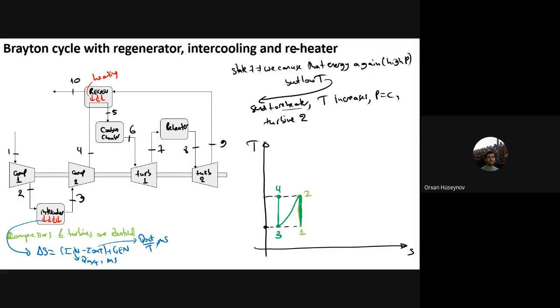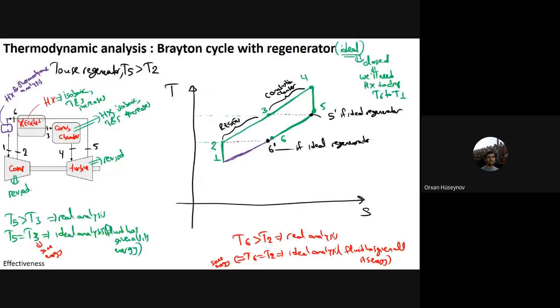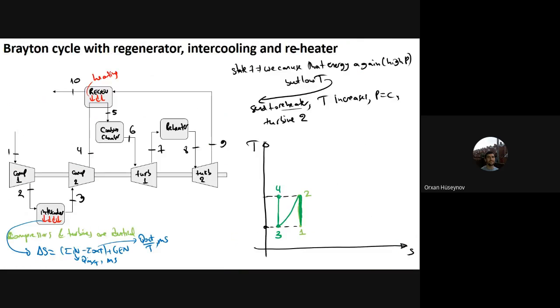Okay. And then from 4 to 5, regenerator. Regenerator, if you remember, you have said that the temperature increases. The temperature increases, entropy increases, but the pressure is constant. Regenerator, all heat exchangers in ideal analysis are isobaric. Therefore, from 4 to 5, you will have that increase in temperature and entropy. From 5 to 6, again, you will have that increase in temperature and entropy.